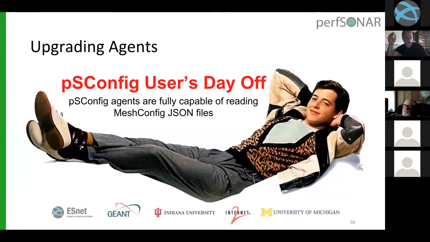The agents are actually fully capable of reading the old MeshConfig JSON files. So if you already have a system that's pointed at a MeshConfig file, and that MeshConfig file doesn't live on the system, it's going to upgrade, and that MeshConfig JSON file is going to stay the same. And that's perfectly fine. The new agents will be able to read it. They'll internally be able to convert it and set up your tasks just like they did before. So that should just work.